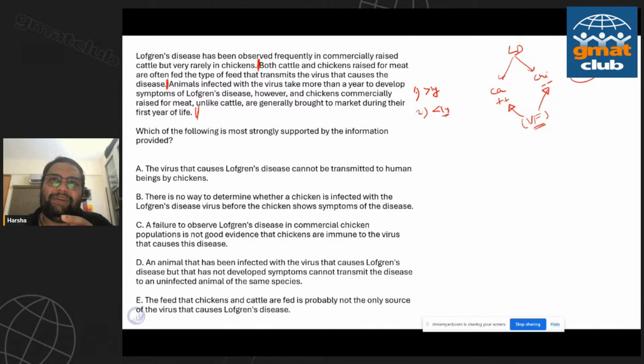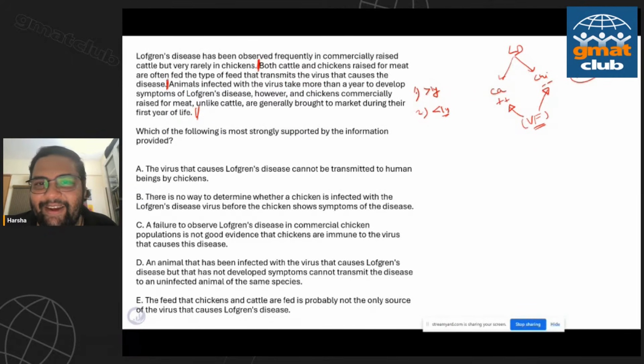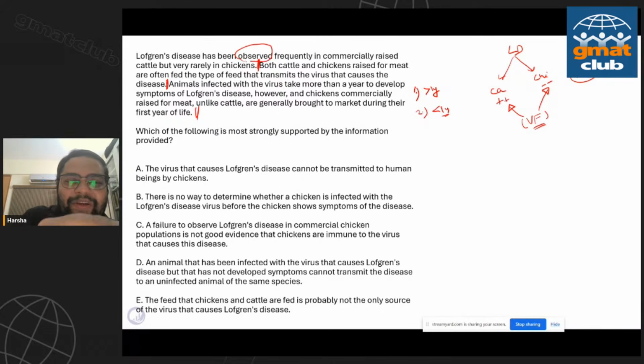So think about the scenario, think about what the author is trying to say. So chickens are eaten within a year before we get a chance to observe those symptoms. So at this point, you understand why the disease is not really seen in chickens, but it's seen extensively in cattle, because most probably the chicken is getting consumed well before the symptoms are visible. I hope this was clear.